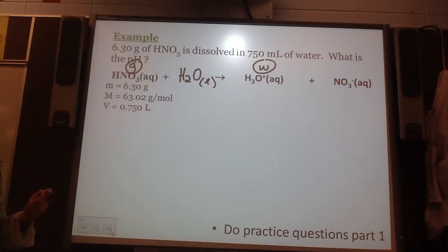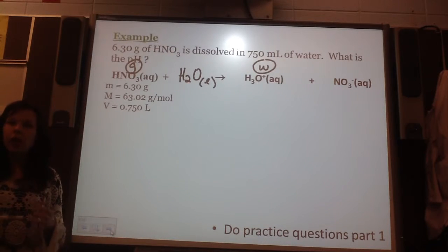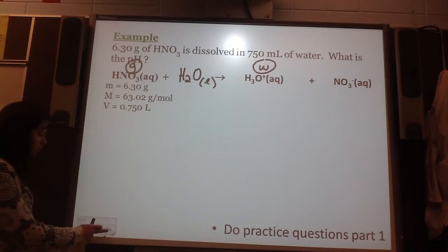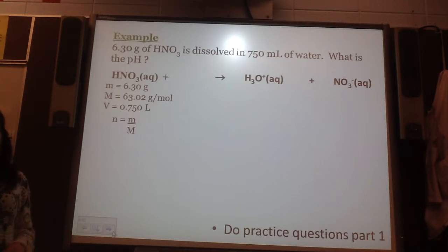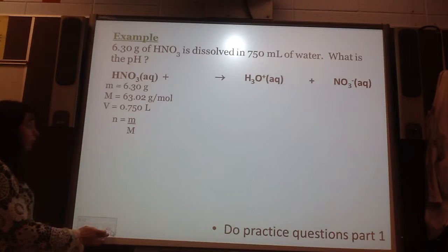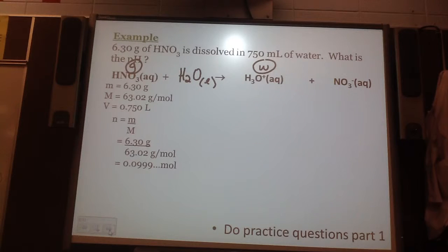You're told the volume. So now you can go, as Matthew suggested, C equals n over V. You have to find your n first, though. So your n is equal to little m over big M. So your moles, or your n, is 0.0999.